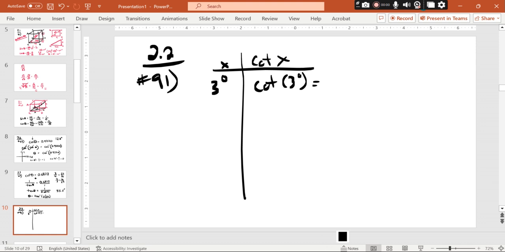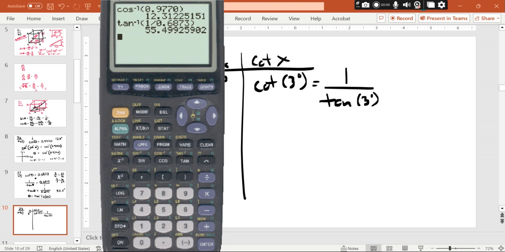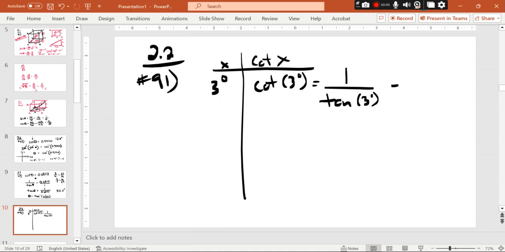Bummer. I can't do it directly, right? So I'm going to have to be careful on this one. Notice that 3 degrees is going to go down here. We're going to take the reciprocal afterwards. We good? So it's going to be 1 divided by tangent of 3 degrees. 19, right? 19.1? Everybody okay with that one, right?